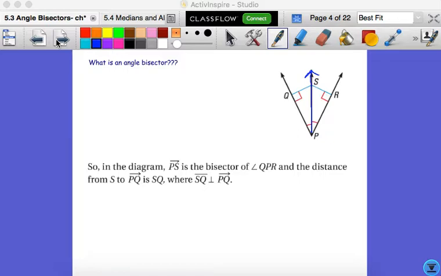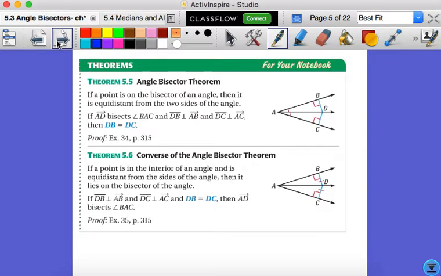Now what that is going to tell us is that the distance from Q to S is the same as the distance from S to R, because if we're along that angle bisector, we should be equidistant from the sides of the angle. So that's what we're going to call our angle bisector theorem. I would jot this theorem down, pause the video if you need to.